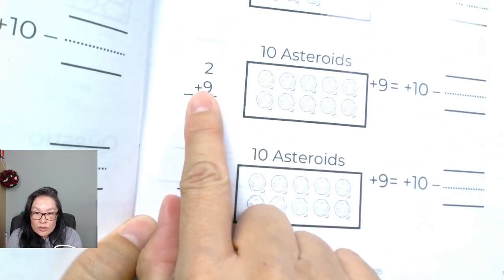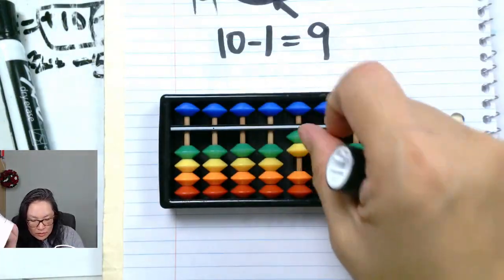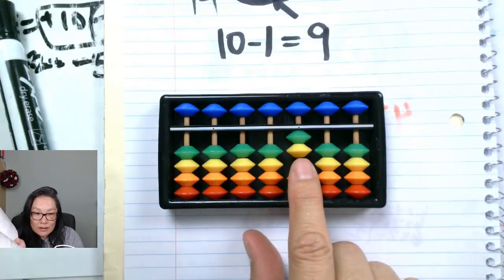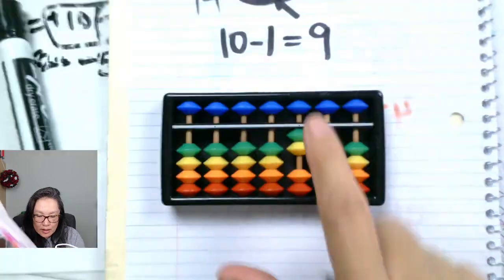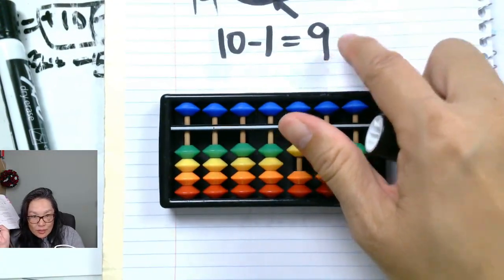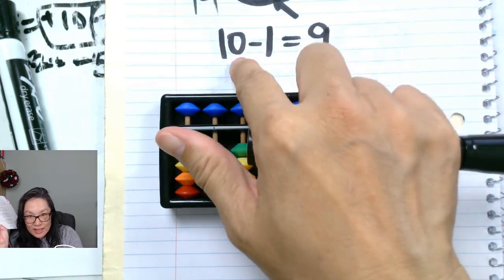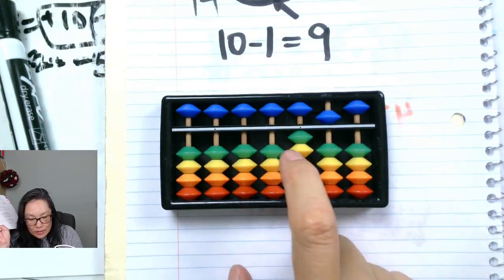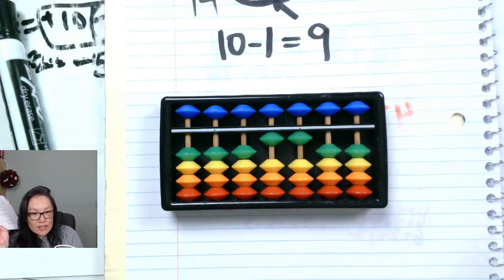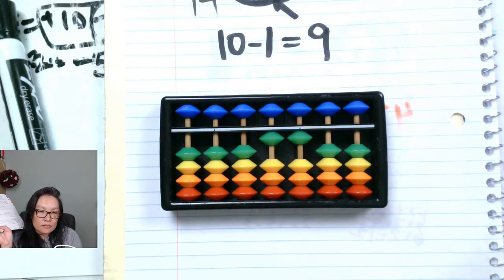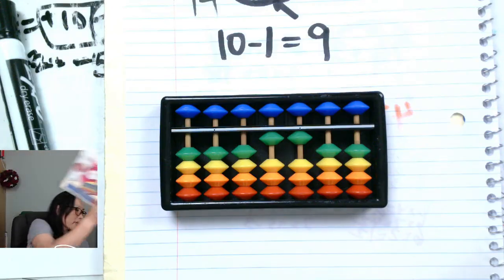Let's do this one. 2. I want to plus the 9. Plus the 9. Oh, sorry, plus the 9. Plus the 9 is what? Plus the 10 minus the 1. I'm going to plus the 10, take away the 1. My answer is 11. Right? We can do it again.